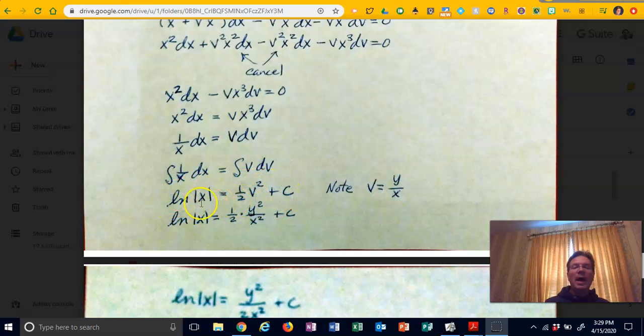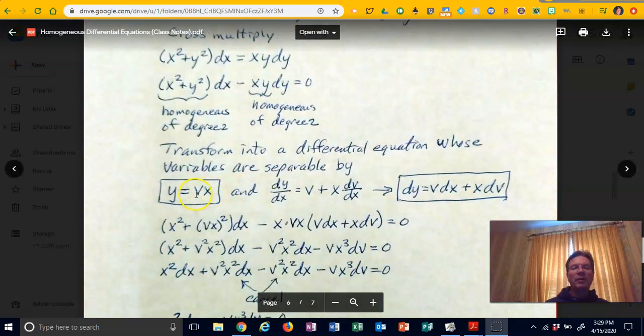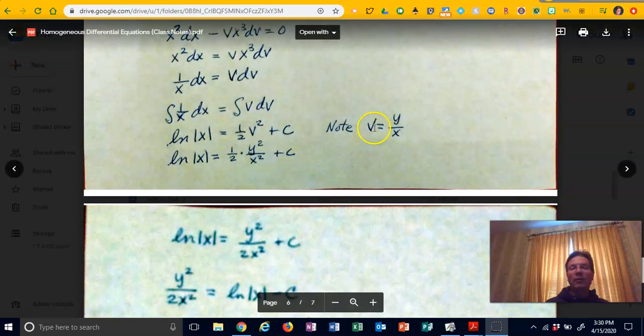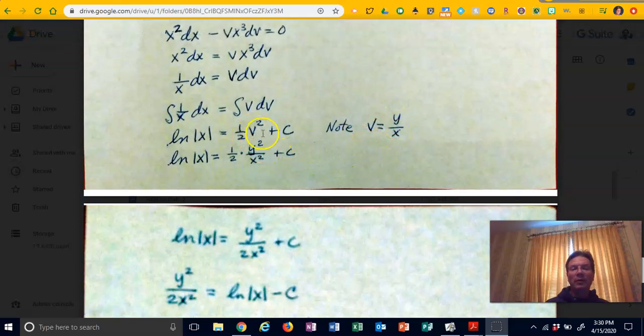So now, after I'm done with the integration, my original problem did not have v's, so I'm going to substitute out of the v's and back into the y's and the x's. Because if I solve this for v, v is y over x. So I'm going to replace this v here, which is being squared, with y over x. So it's going to be y over x, the whole thing squared, or y squared over x squared.